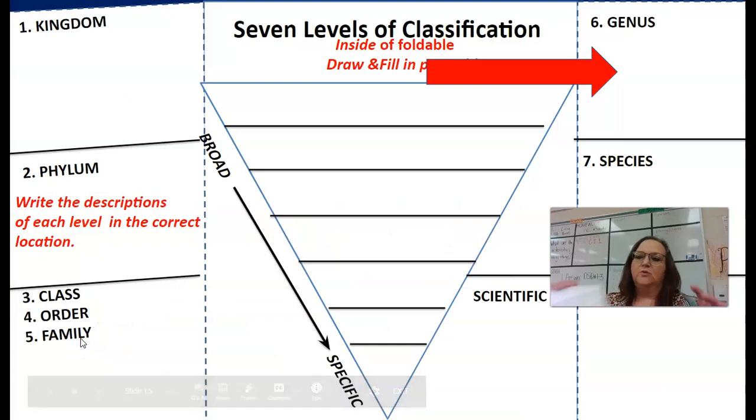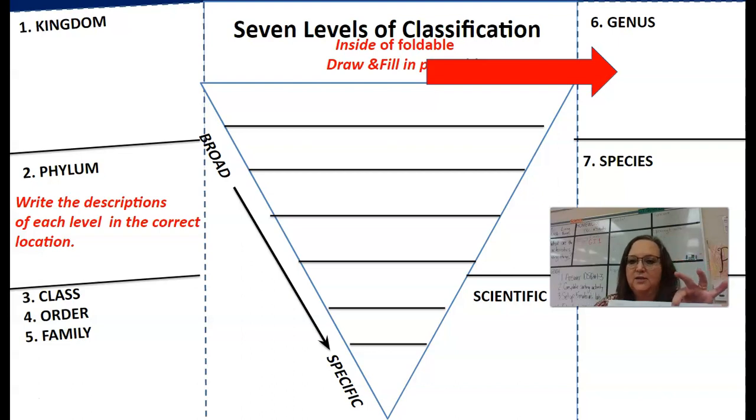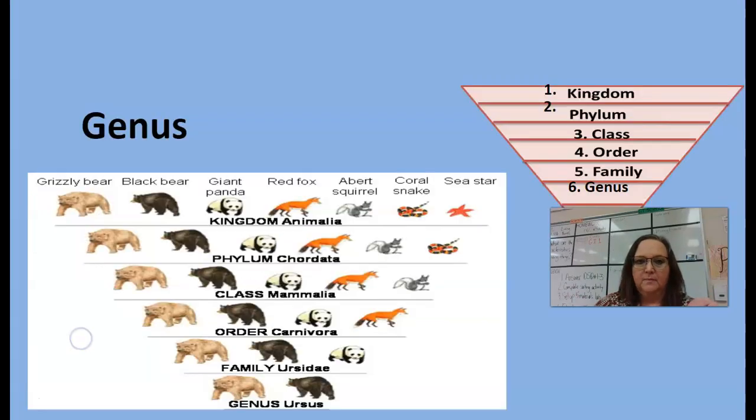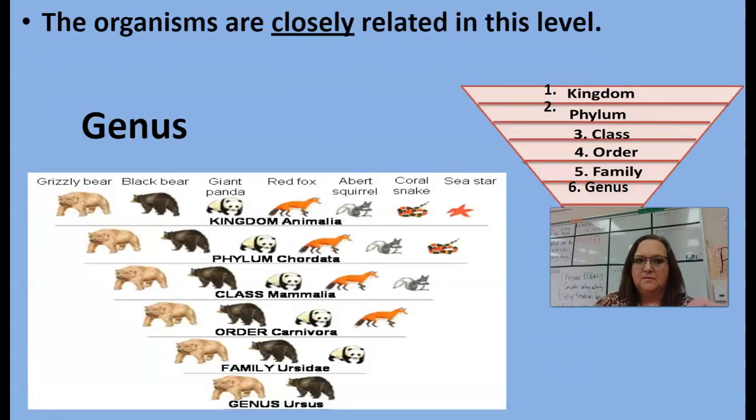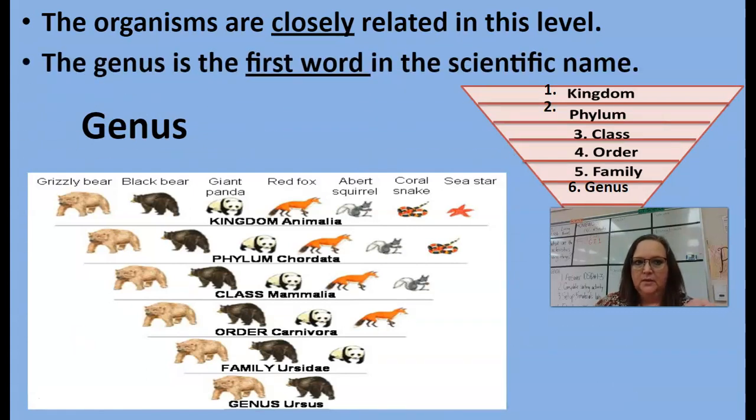All right, next you're going to the other side for number 6. On that number 6 line, you need to write the word genus. And the next slide is going to show you what you need to write in that box. So for the genus box, the organisms are closely related at this level. The genus is the first word of the scientific name.